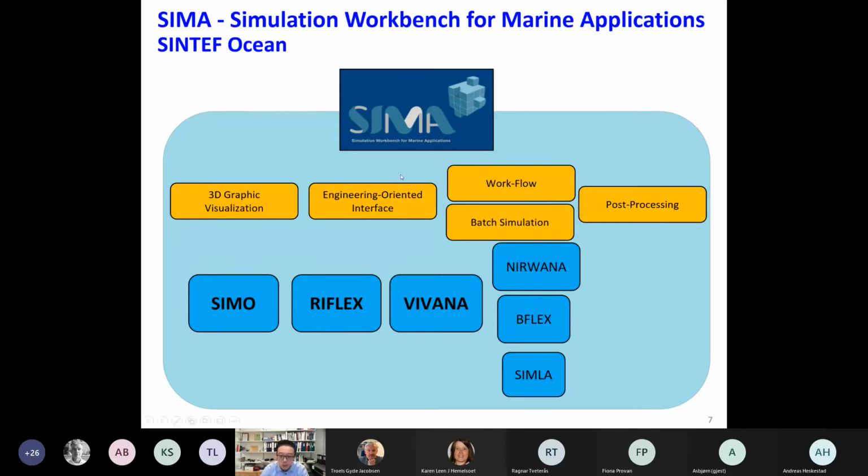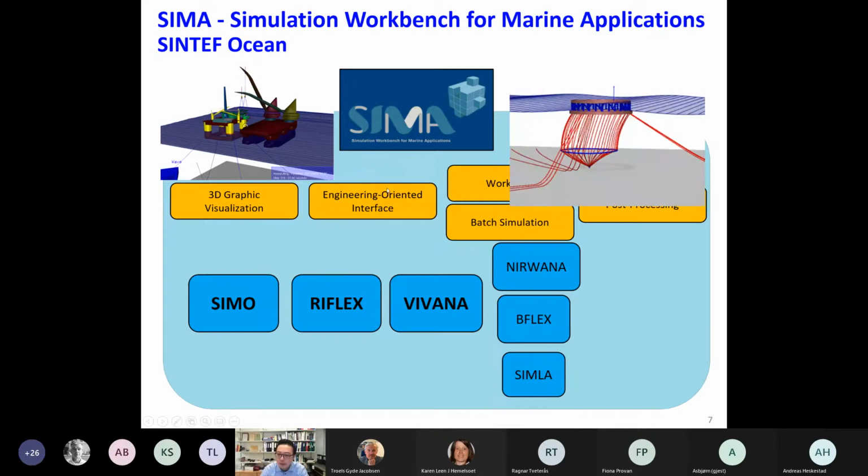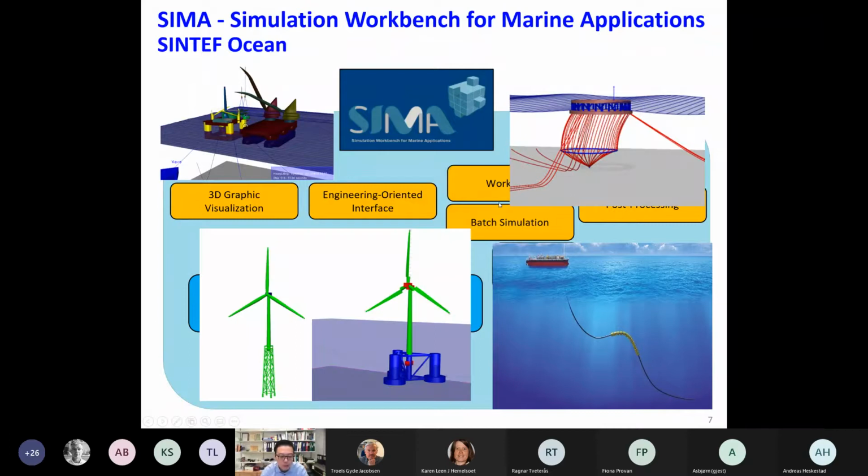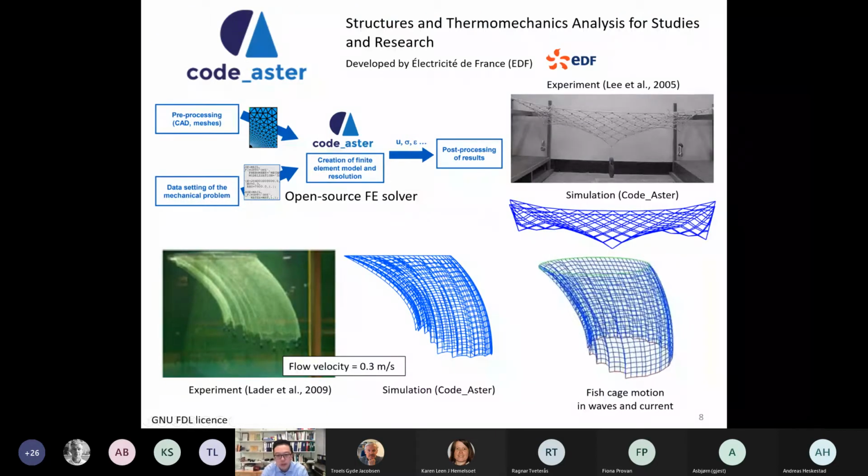Then I introduce some tools we are using, which can be used by industry partners. SIMA. SIMA is created by Sintef Ocean. I was an employee of SIMA previously. And this can be used for lifting operations, fish catch simulations, also VIV, and including the fully coupled offshore wind turbine, both for bottom fixed and floating wind turbine. And we also developed a new open source code based on the EDF code. This code is actually for nuclear plant design, but we have put in the marine hydrodynamic forces so that we can study the structural response of the fish cage, and this can be used for fish cage design now. But this is open source without license.